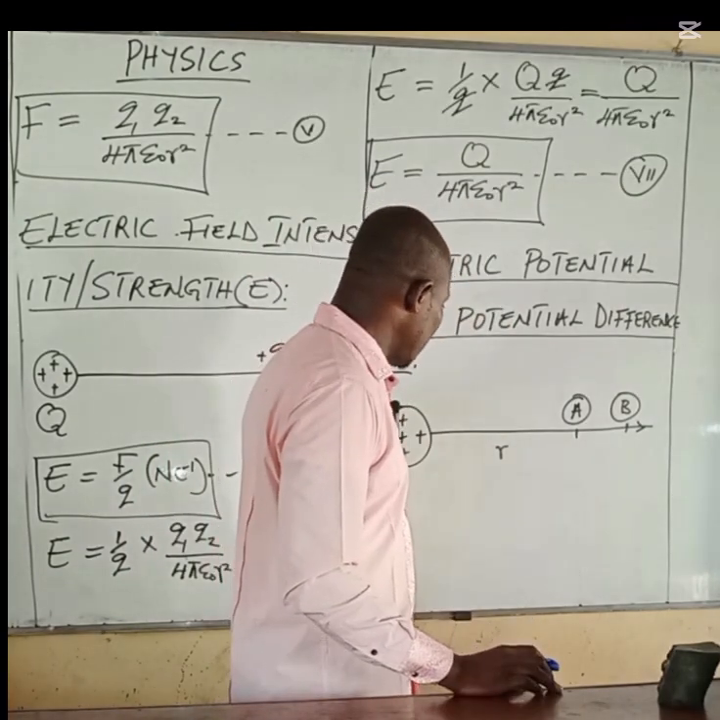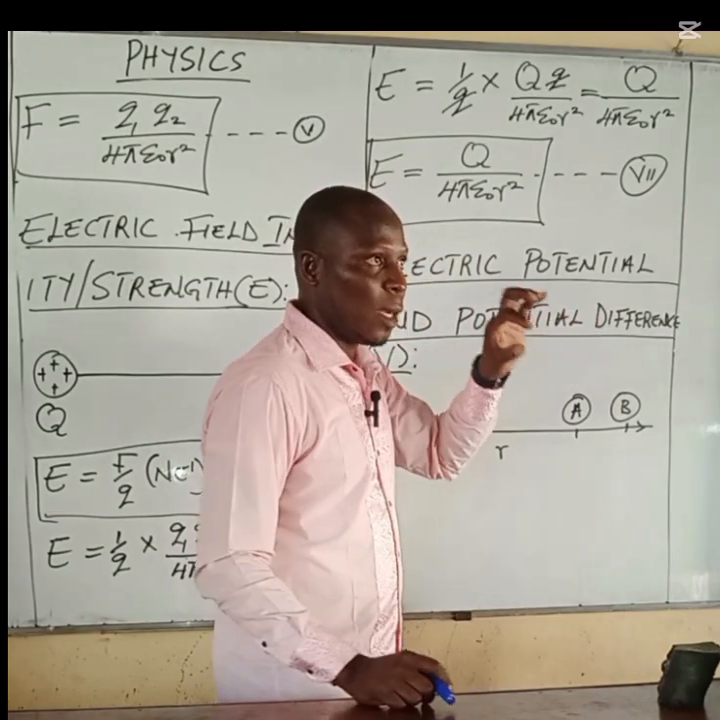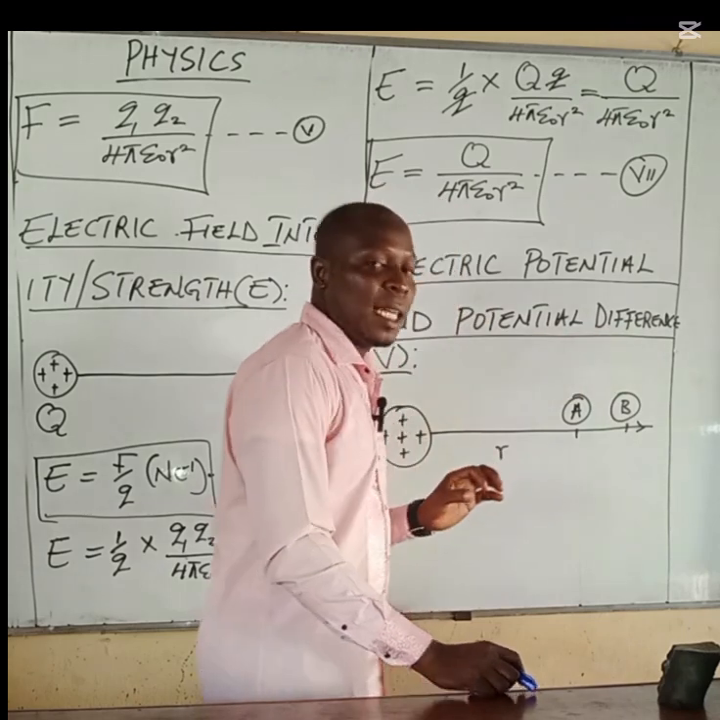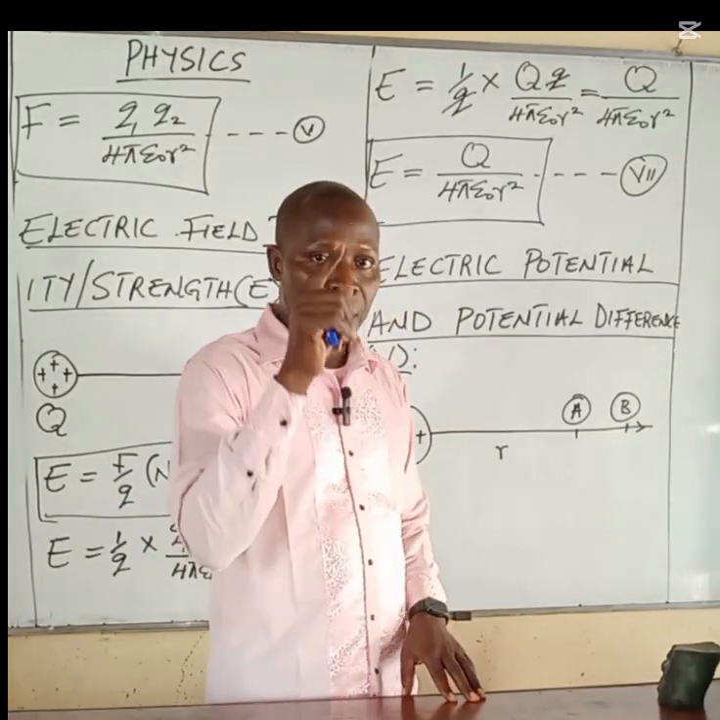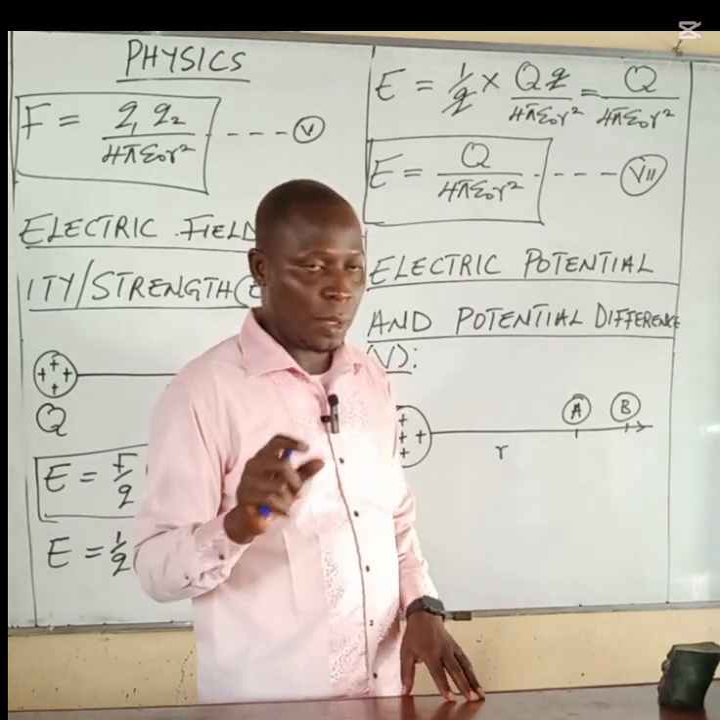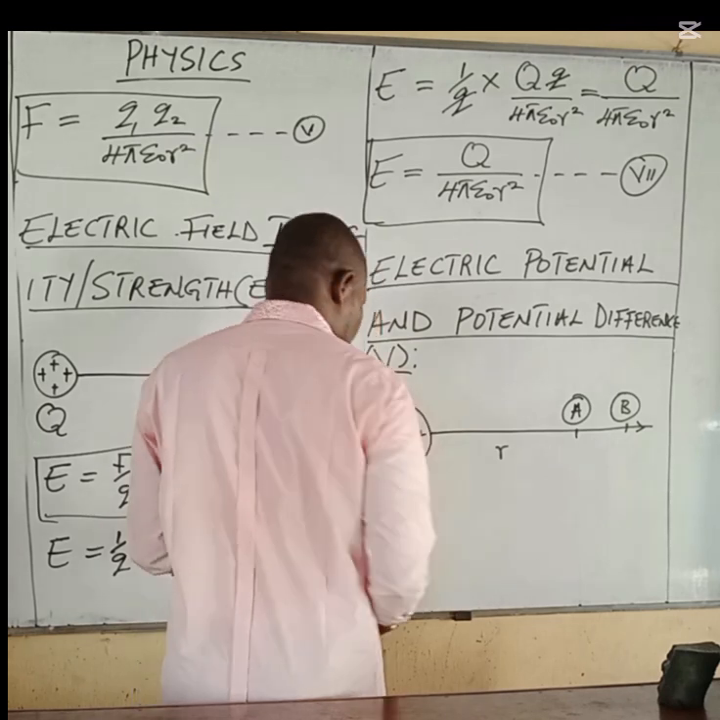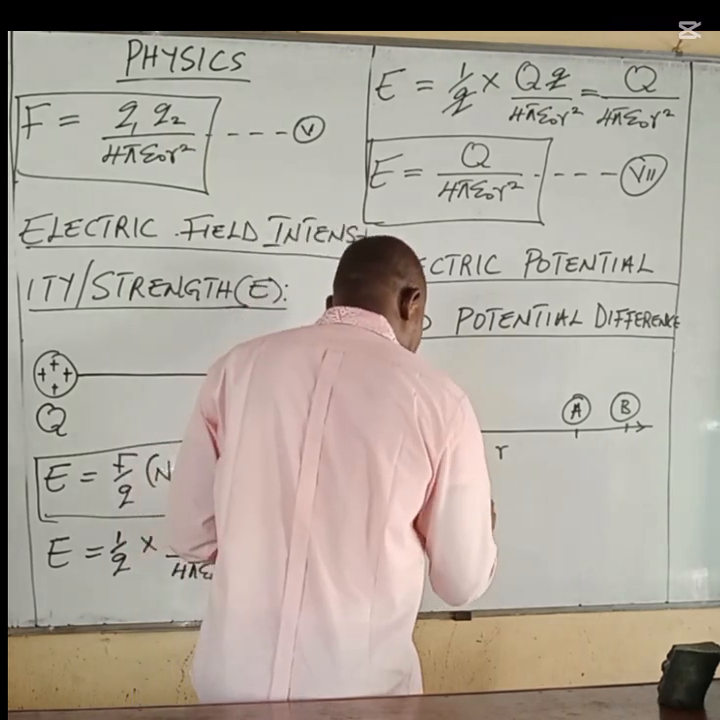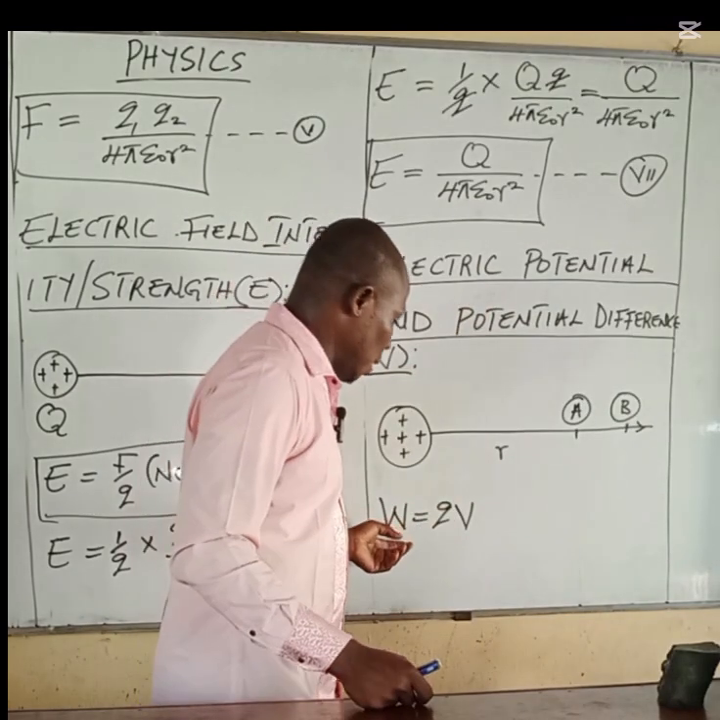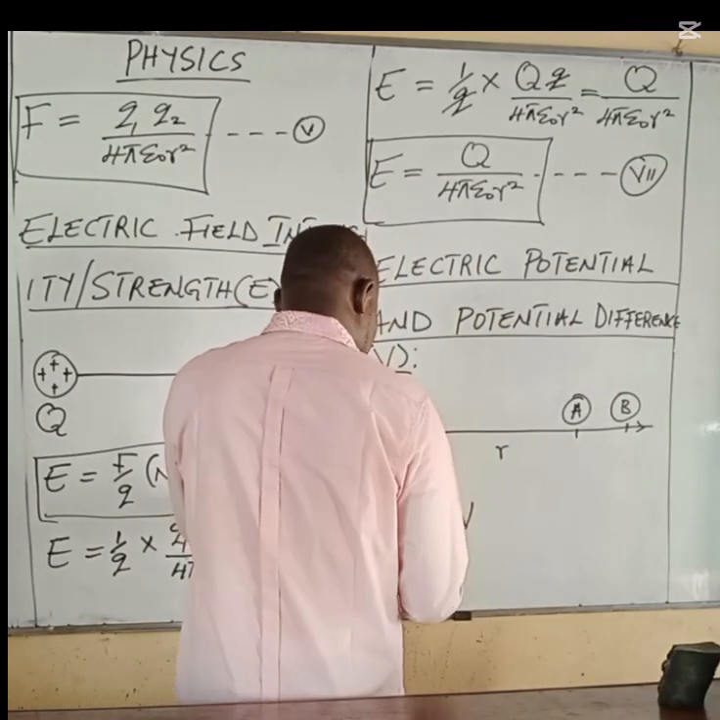Okay, so having defined that, we now say that the work done is the work done in moving a unit positive charge from, say, point A to point B. That is why when we define potential difference, we put V subscript AB, meaning from A to B. So the work done here is given by W equals QV. That is, work done equals charge times potential difference, or electric potential.